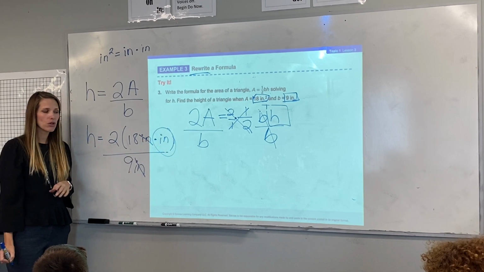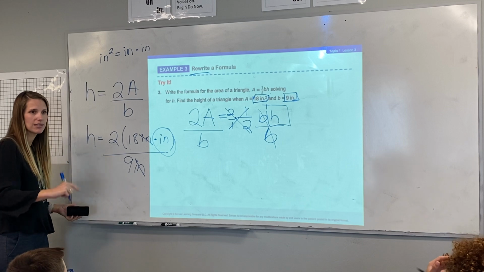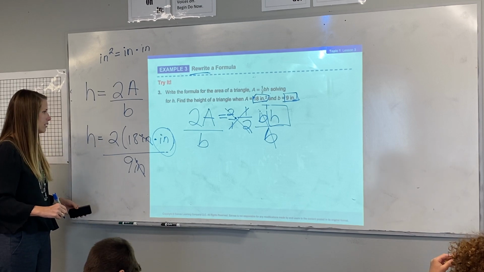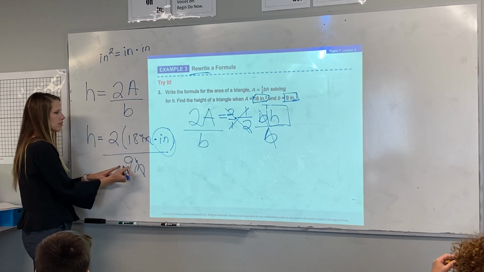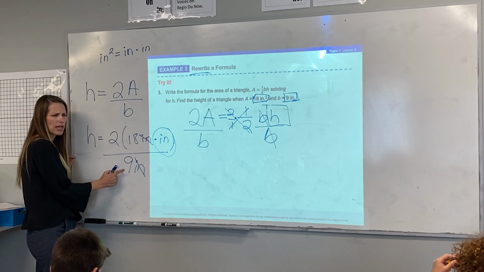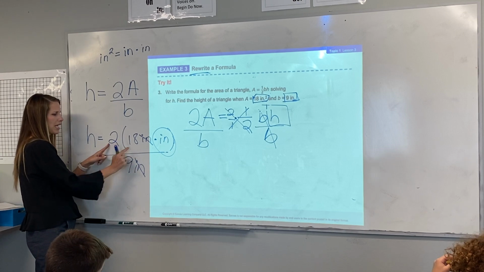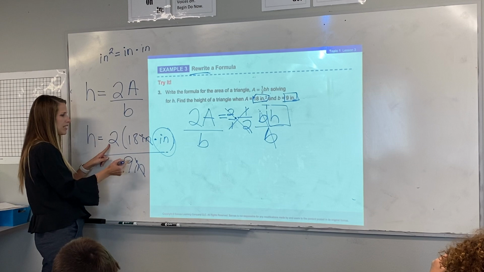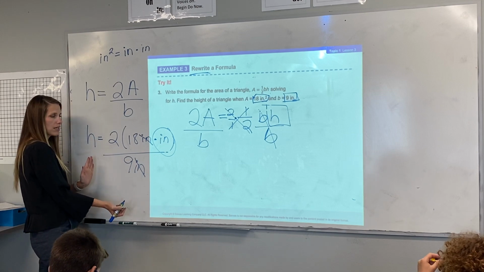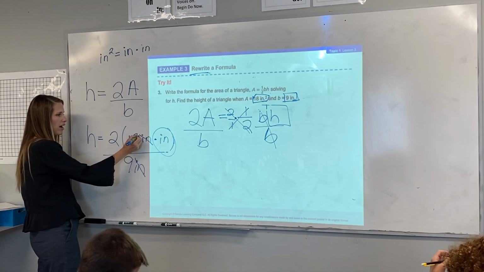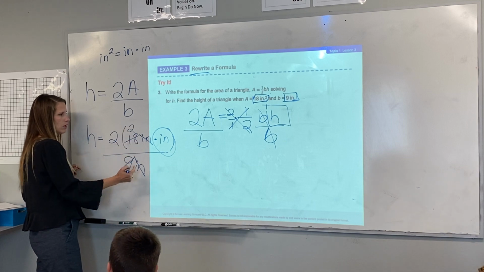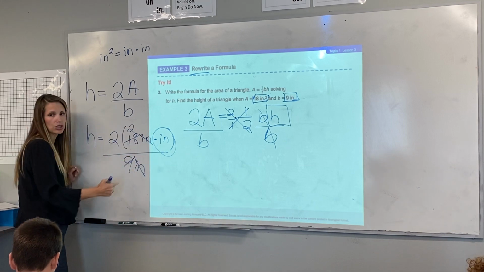Could you divide the 9 by 18? I canceled. I did 18 divided by 9. Because everything is multiplication and division, I don't have any more addition and subtraction, so I can just cancel at this point. So I said 18 divided by 9 is 2. 2 times 2 is 4 inches.